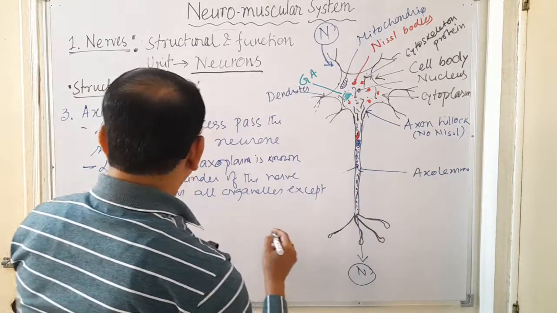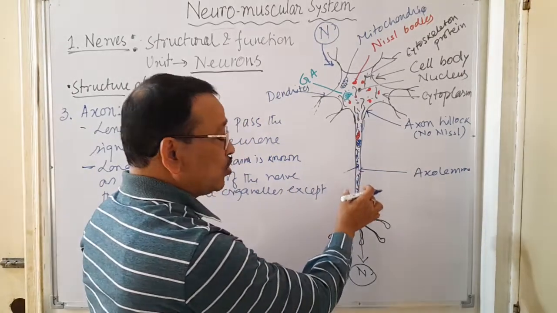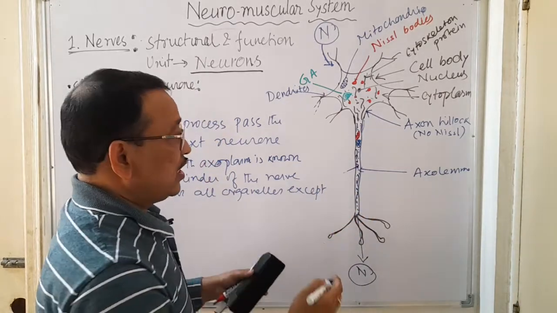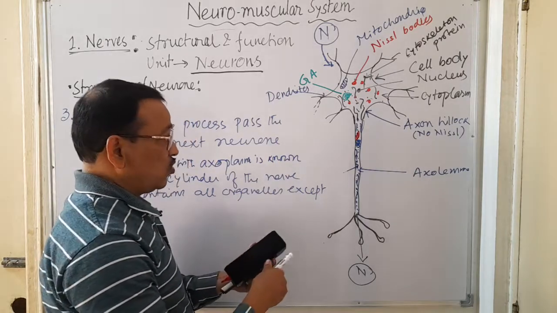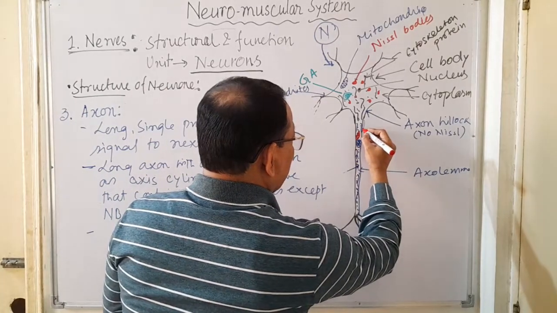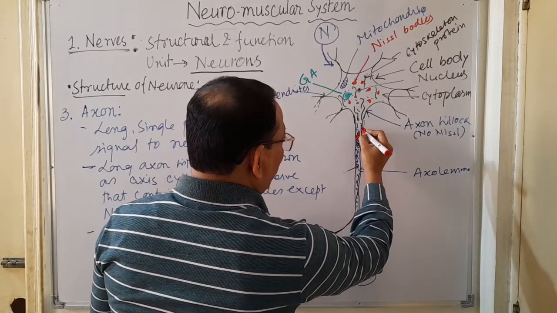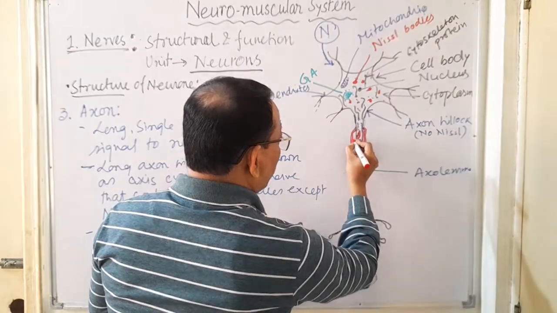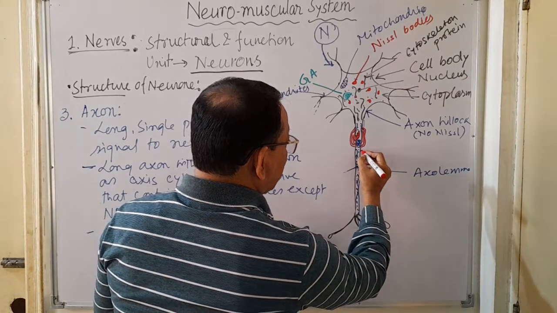Now here, a very important thing that is present within the nerve fiber of the neuron, within the axon of the neuron: in some of the neurons, not all, there is a concentric layer of protein lipid substances.